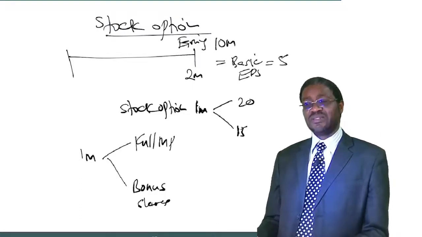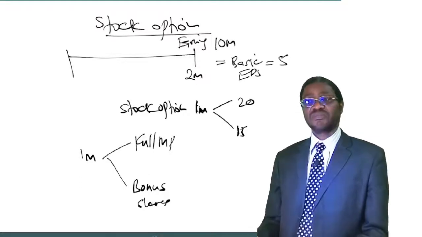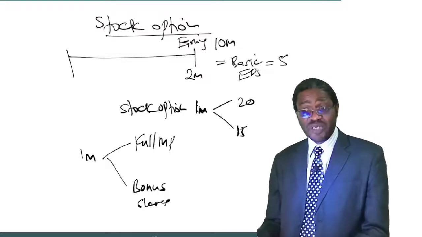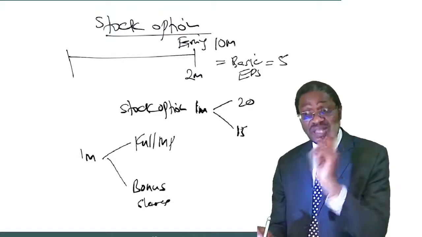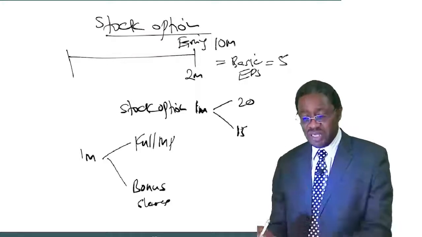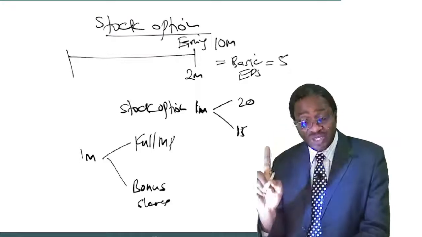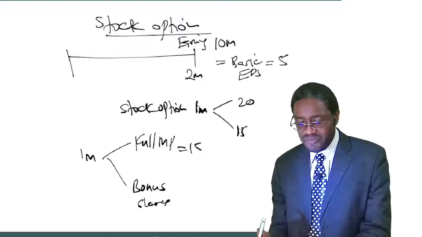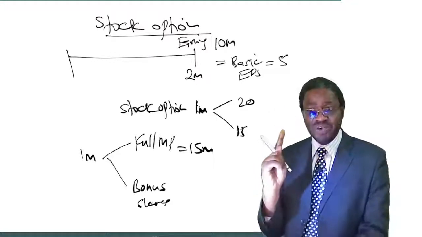Yes. We say 750. Good. How are we getting 750? We were saying these employees, when they buy, will pay me 15 shillings per share on their 1 million shares. That means they will pay us 15 million shillings.